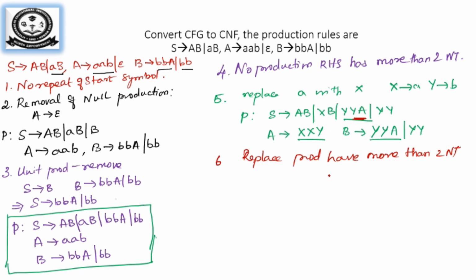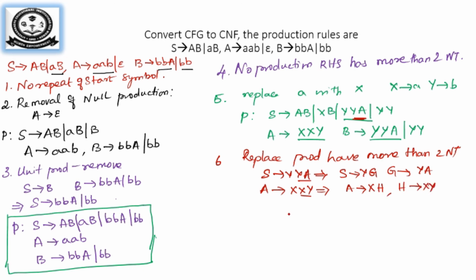So instead of YA, I will use YG, and G tends to YA. Similarly, there is a different combination here. XXY is there, so you will have XXY, which can be converted into AX, so only XY alone will be replaced. So you can have XH, and H tends to XY.